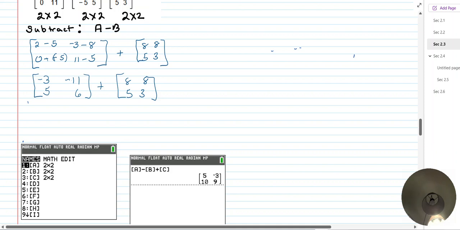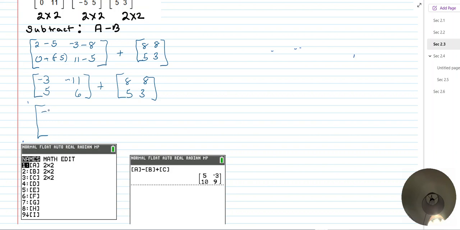So now we're looking at negative 3 plus the 8, negative 11 plus the 8, 5 plus 5, and 6 plus 3. And now we have our solution, our simplification. And we're going to have as a solution a 5, a negative 3, a 10, and a 9.